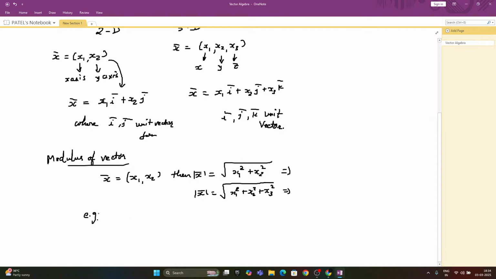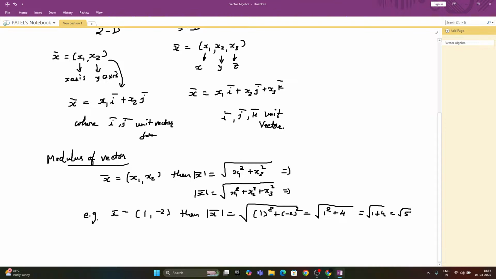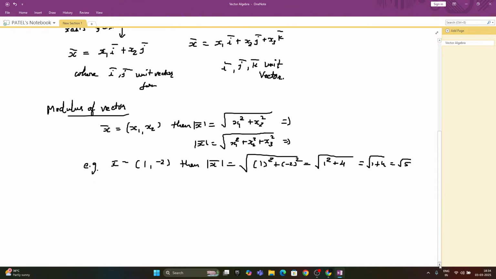For example, x bar equals 1, minus 2. Then mod of x bar equals the square root of 1 square plus minus 2 whole square, which is 1 plus 4, which is root 5. So this is called the modulus.